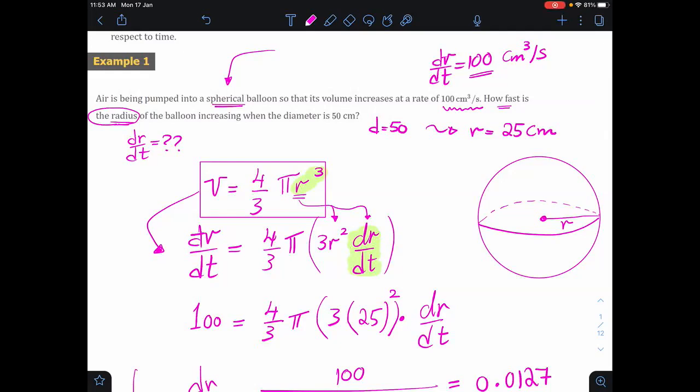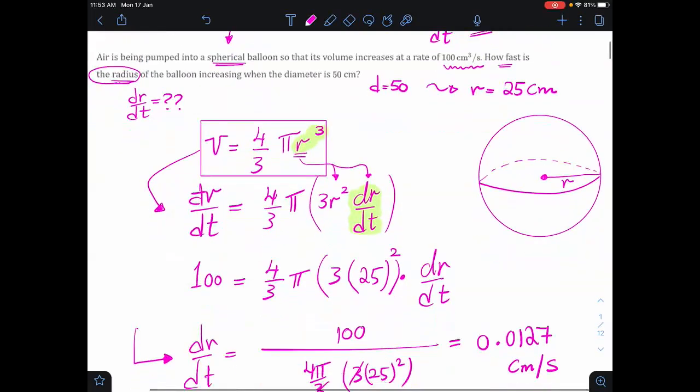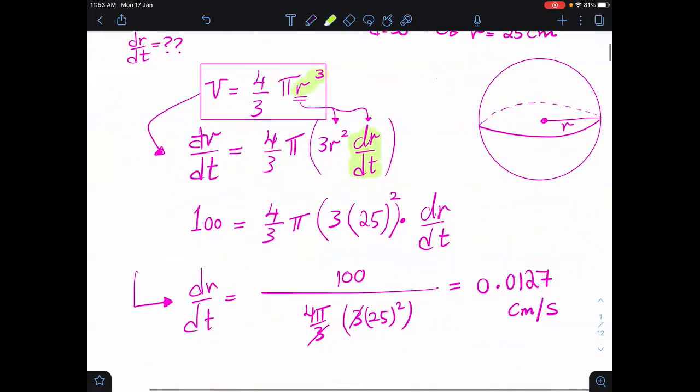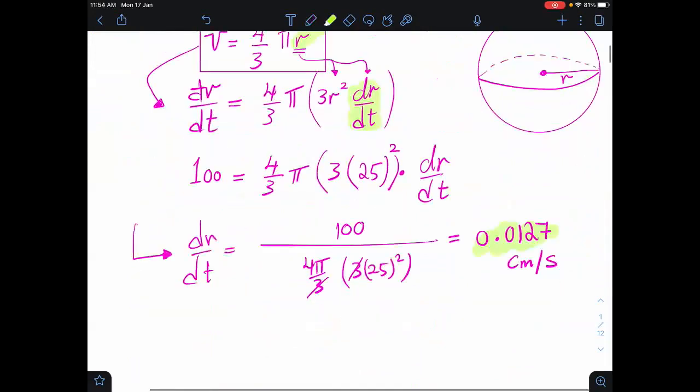Differentiate both sides with respect to time. Time is not the volume, not the radius. That's why it's dr over dt. Not with respect to r, but with respect to another quantity, which is time. The time here comes between the volume and the radius.